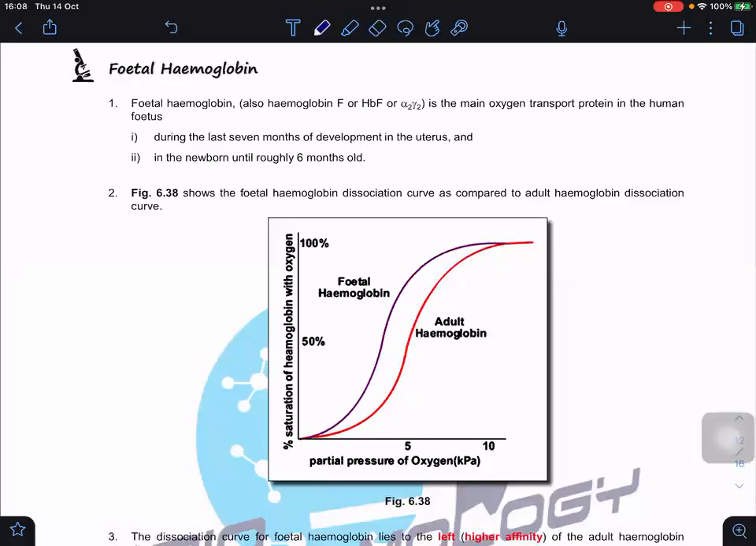Okay. What we have learned in previous lessons, we are using the adult hemoglobins. So now we're going to look at this. What if we compare these adult hemoglobins with fetal hemoglobin? If you look at the fetal hemoglobins, we label them as HbF.